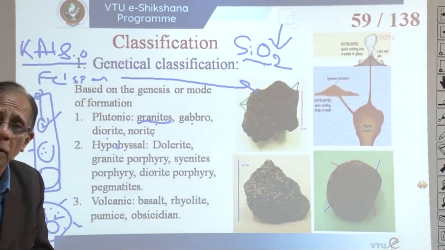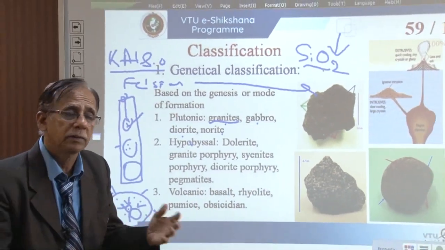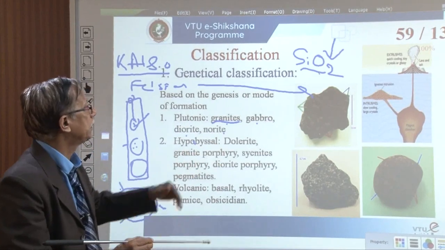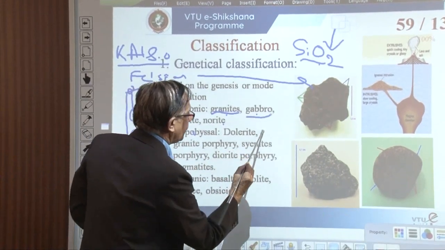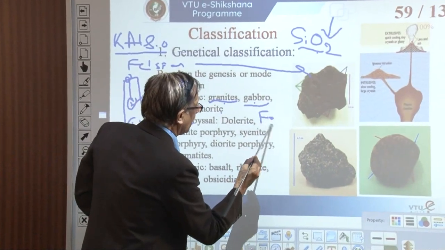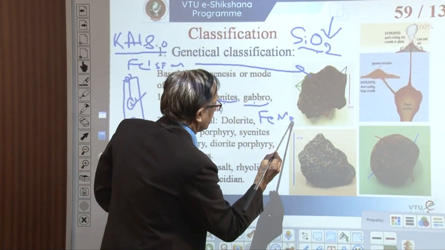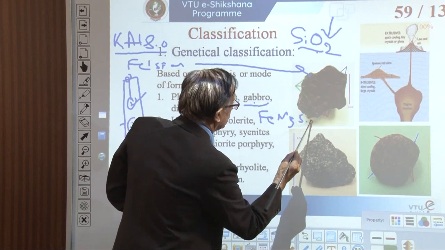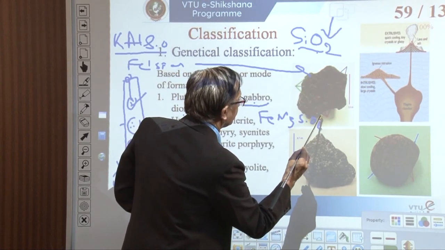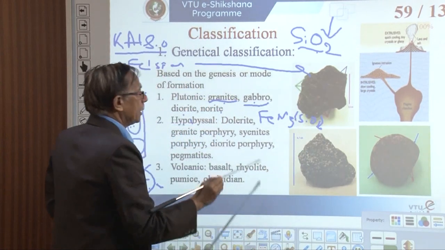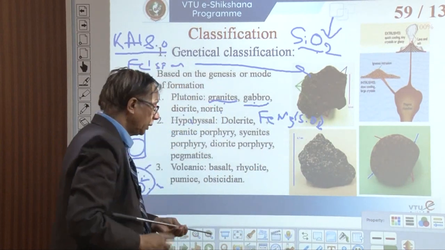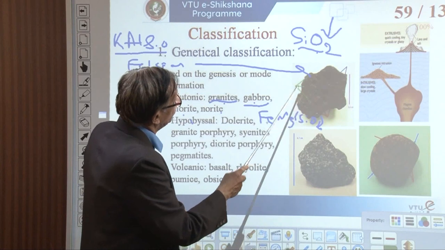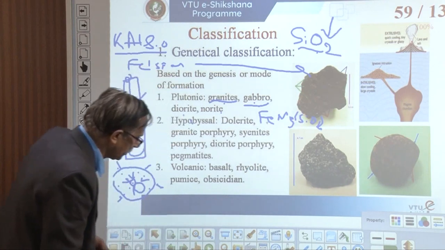There may be another mineral, for example; in granite it doesn't happen, but in some gabbro it happens, FeMgSiO4, for example. See, Fe also requires Mg, and both require Si and O. Therefore, there is a competition for a given element.